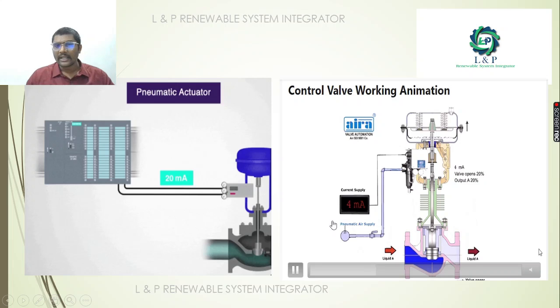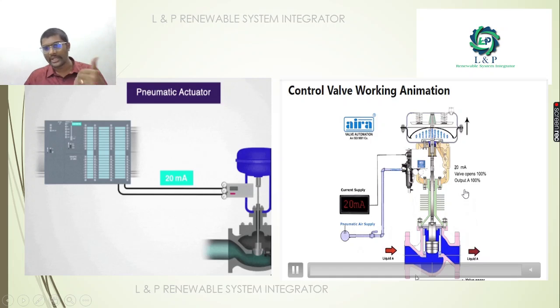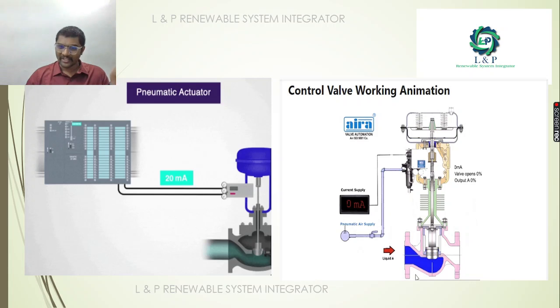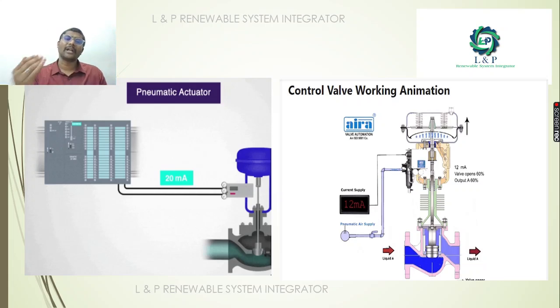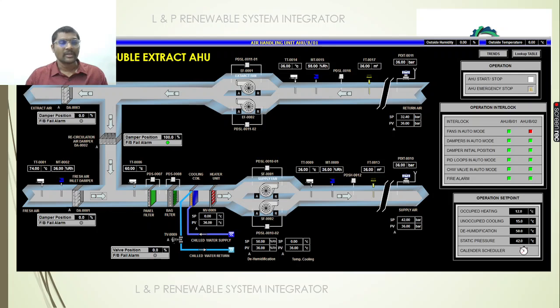So this is how a control valve works gradually. When the current input is full, 20 milliamps, it will open 100%, and if it is 4, it will be in the closed position. If it is any value between 4 milliamps and 20 milliamps, say for example 12, it might open 50 to 60%. So this is how a normal control valve actuator works.